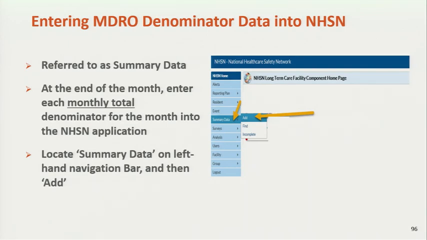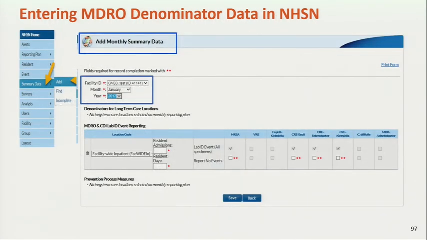The denominator data is entered into the summary data page, which again, on the left side of your navigation screen, you would click summary data and then add. Select the month and year for which you were reporting your denominator data. Like I pointed out in the C. difficile session, this page will match the selections that you've made in your monthly reporting plan.